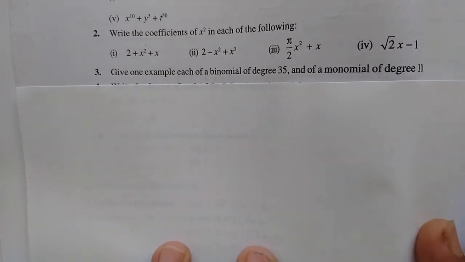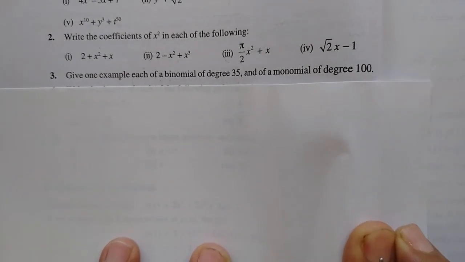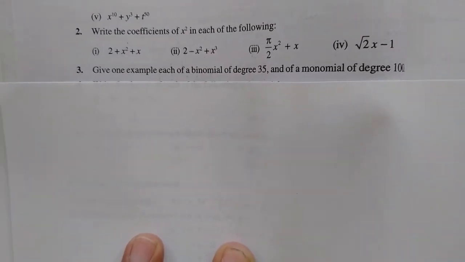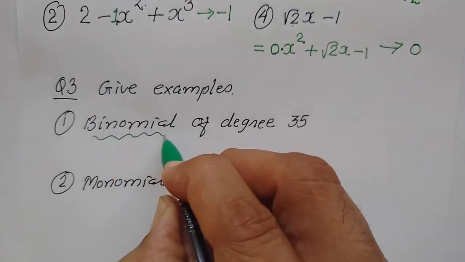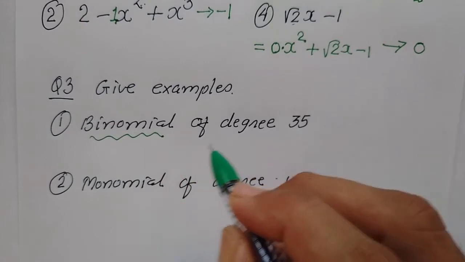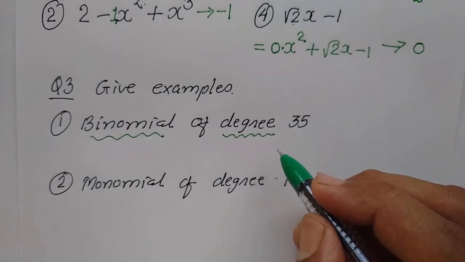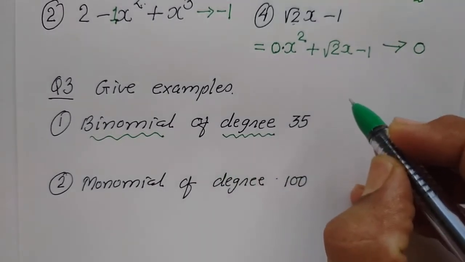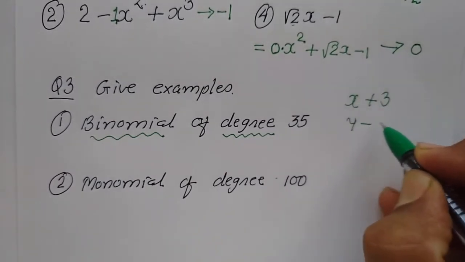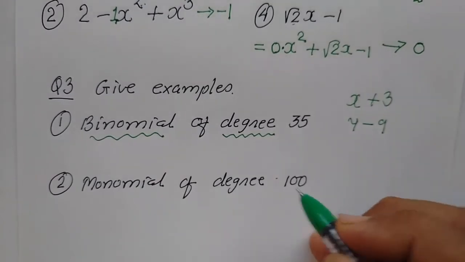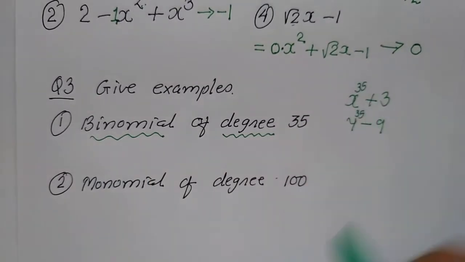Next, question number 3: give one example each of a binomial of degree 35 and a monomial of degree 100. Children, what does binomial mean? A polynomial that has two terms. Degree means the highest power or exponent of x. A simple example: x plus 3 is a binomial, y minus 9 is a binomial. Now it is given that the binomial has degree 35, so write 35 here.